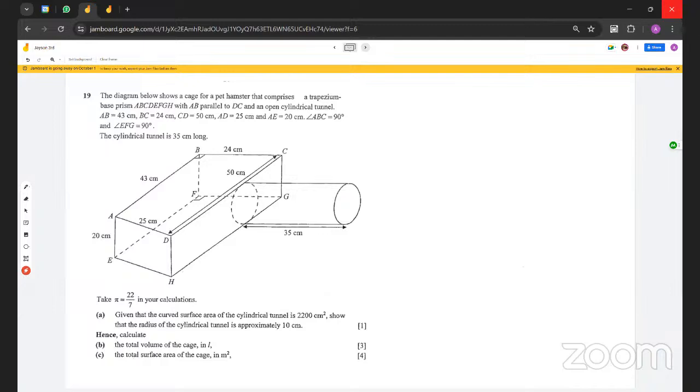Make sense? So we just follow. We just follow the question, it is better that way. One more time, even though you are supposed to think for yourself, don't forget to check with the English part. Make sense? So now, how do you do the volume of the cage for 3 marks?